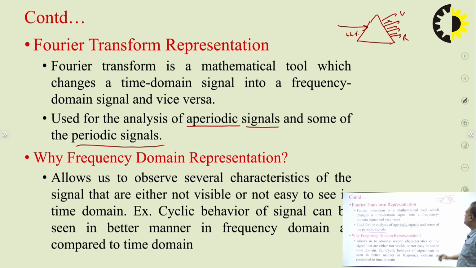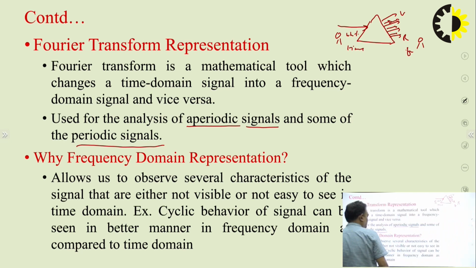So you can say the person who is standing over here is saying that this is white light, and the person who is standing over there is saying that the light consists of 7 colors. So definitely here is the more information. Like this, we can say here is the time and here is the frequency. Okay, so in frequency domain we will get more information.